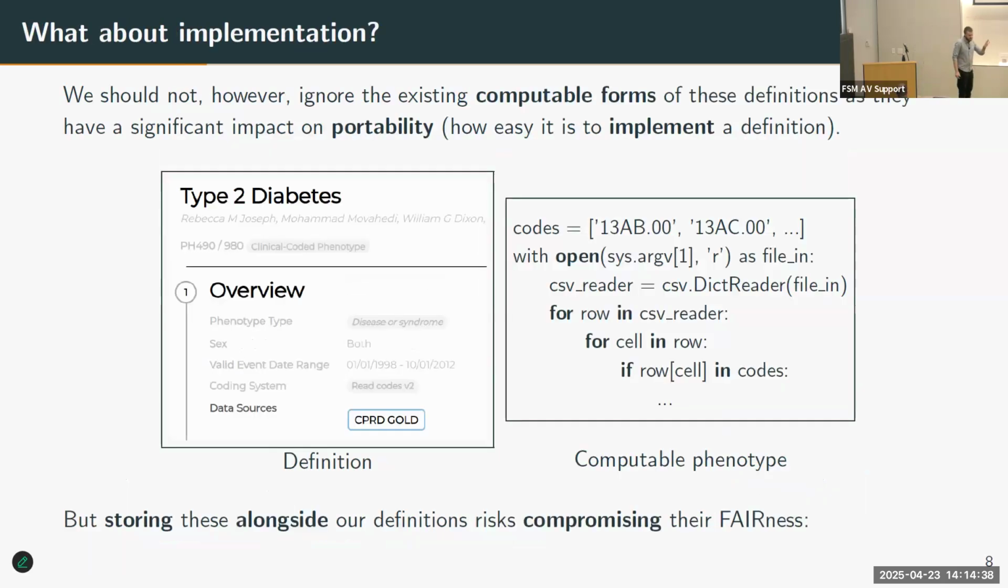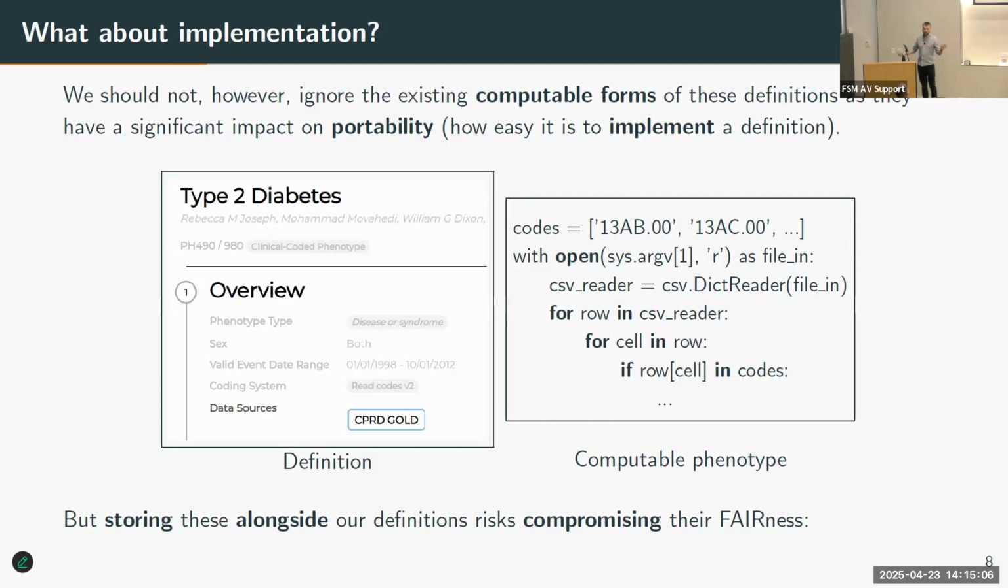As I've said, there's a difference between the definition and the computable form, and in many ways these libraries ignore the computable form. I can't go onto the HDR UK library, well, you couldn't before we came along, and execute those definitions directly. And that's not good, right? We shouldn't be ignoring the computable forms of these definitions. We shouldn't just be saying, oh, I've got my code list, it's on Cypher, I'm done, everything's okay.